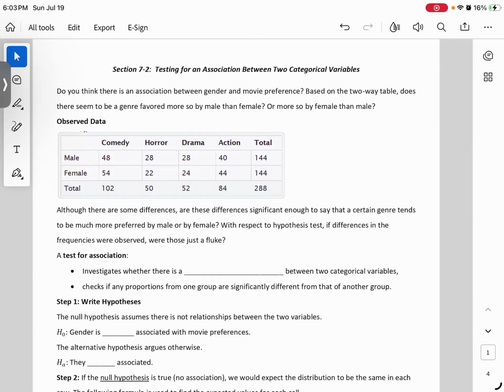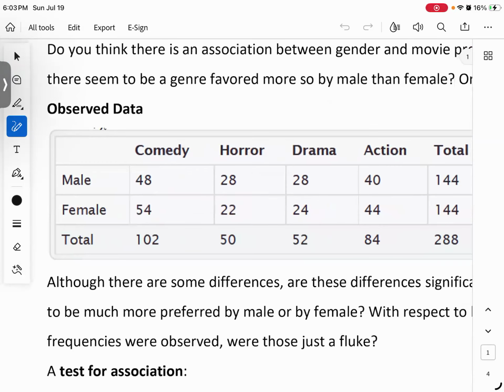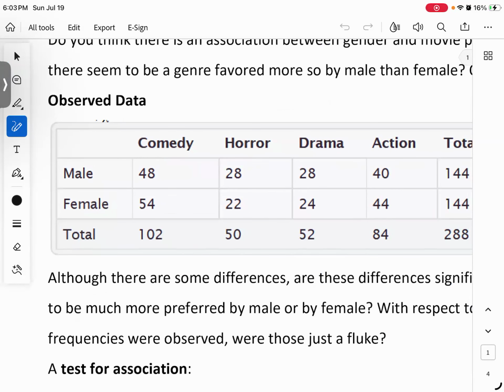Let's take a look at section 7.2. In this section, what we're going to be doing is focusing on tests for associations. So, what that means is that we're going to have two different categorical variables, and we're going to see whether there seems to be one group who maybe has a higher proportion than another group.